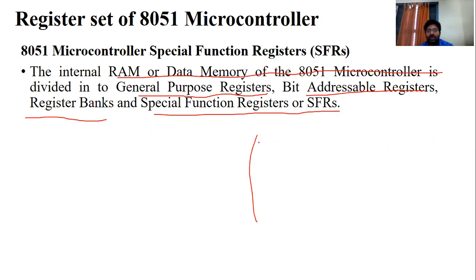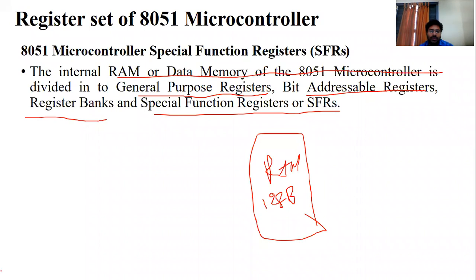Okay, 128 bytes of RAM. This is RAM. What is the size of RAM? 128 bytes. Please remember whatever we discussed here about internal memory. Remember the main difference between a microprocessor and a microcontroller is that the microcontroller has internal memory. So 128 bytes of RAM memory we are giving here.